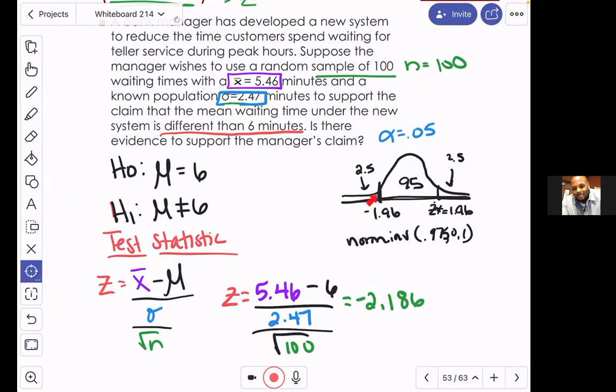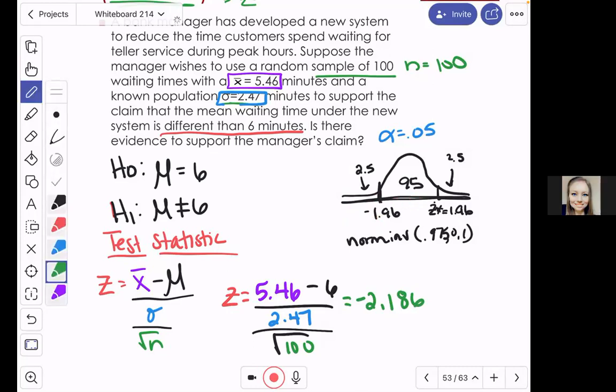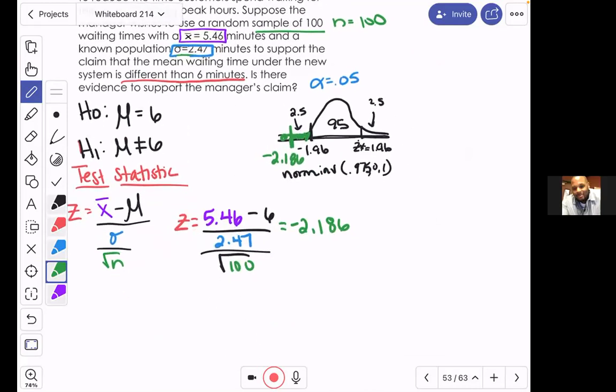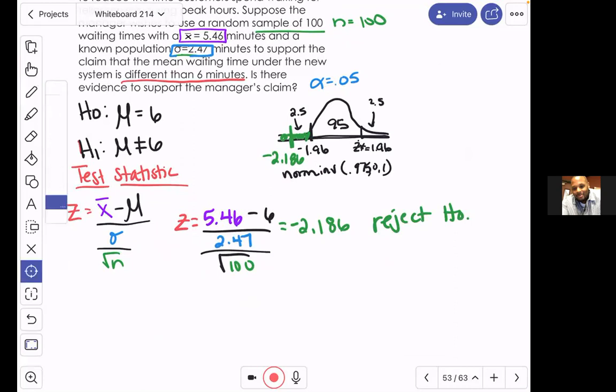Where does that fall on this curve? It's going to be on the left side. Is it to the left of negative 1.96 or is it in the safe region? Where is it falling? To the left. It's falling out here to the left, right? Here's that negative 2.186. It's falling in what region? The rejection region. So what should we do here? We reject H0. What are we rejecting then? We're rejecting that the mean is equal to 6.